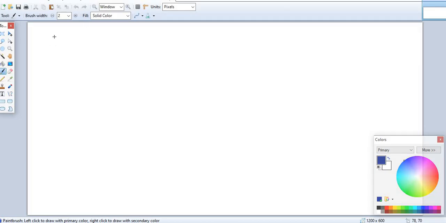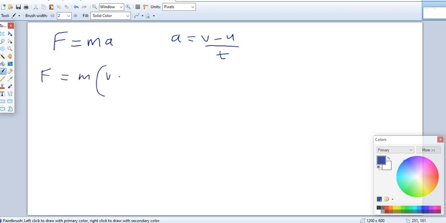We have Newton's second law equation, that is F equals ma. Then we also learned the equation acceleration is equal to change in velocity over time. Then over here for acceleration we can write (v minus u) over t.